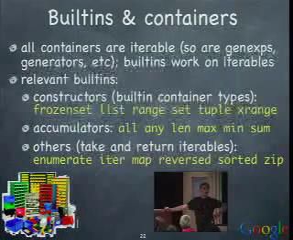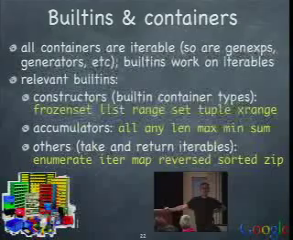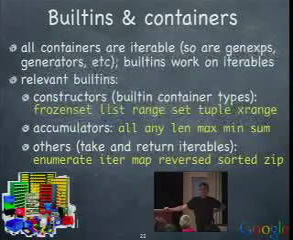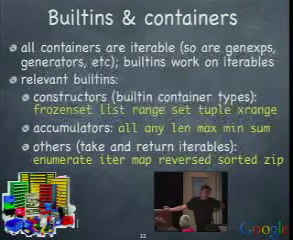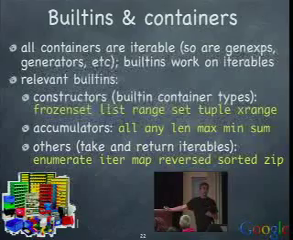So for example, you want to check that every item in a list is greater than 7: all, open paren, item greater than 7 for item in list, close paren. This will return true if and only if every single thing in the list is greater than 7.